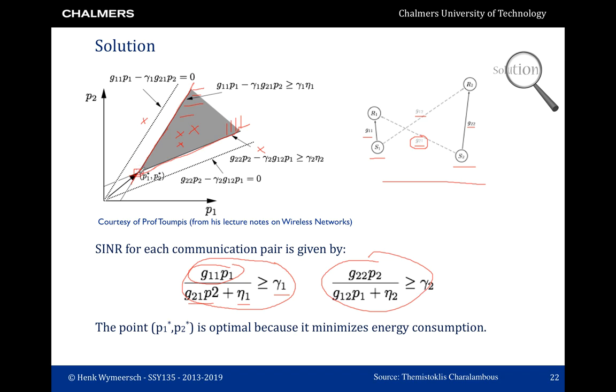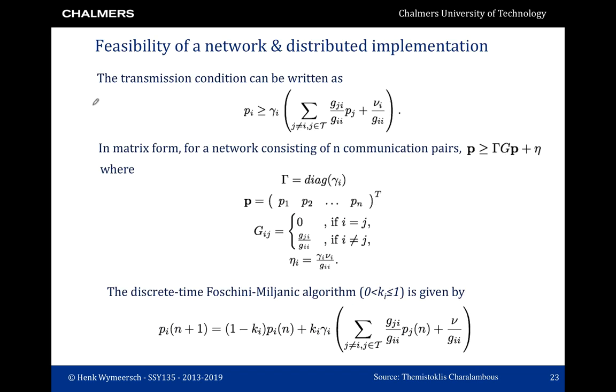This is the lowest transmit power that satisfies the constraint, and it has to lie on the intersection of the 2 lines, where each line is found by replacing the inequality with an equality. So the point P1 star, P2 star is the optimal point. You can then generalize this to a multi-user scenario with more than 2 transmitters. We can do the same for an arbitrary number of users.